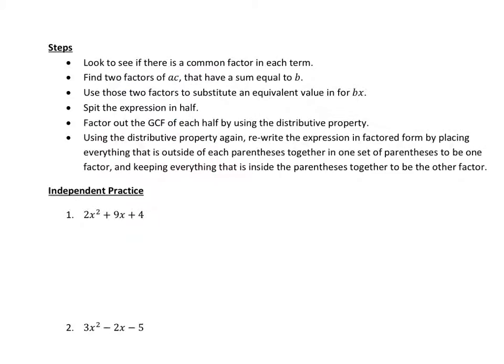Let's review the steps. First, look to see if there's a common factor in each term. Then, find two factors of AC that have a sum equal to b. Next, use those two factors to substitute an equivalent value in for bx. Then split the expression in half. Factor out the greatest common factor of each half by using the distributive property.